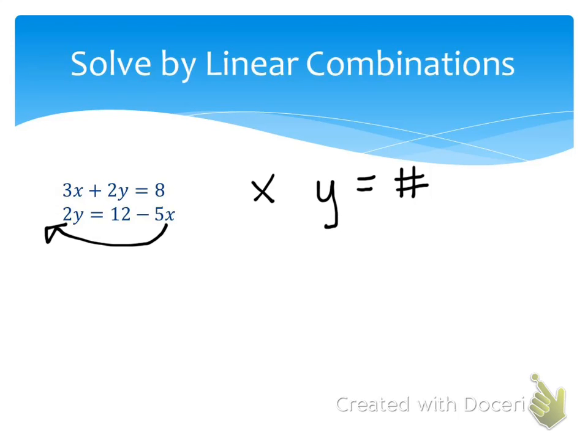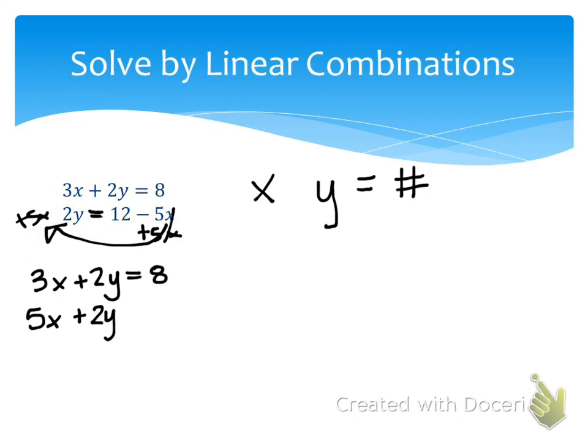Negative 5x needs to go to the front of the equation, and it's going to pass through the equal sign. So what do I need to do to move that negative 5x? Add 5x. Very good. It cancels out. So my new equation is going to be, the first one stays the same, 3x plus 2y equals 8. But the next one is going to be 5x. Then what is 2y, positive or negative? So I'm going to put a plus 2y equals 12. Now are my like terms lined up? Yes, they are.